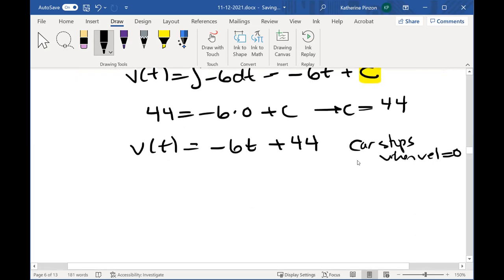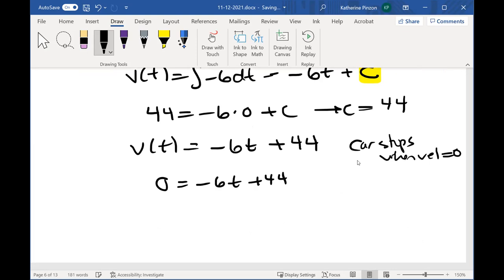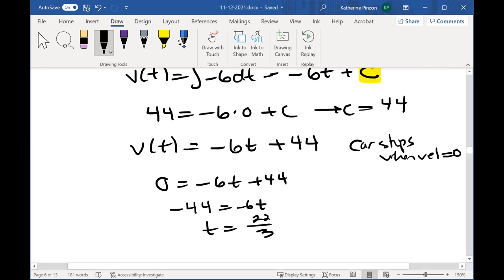The car stops when the velocity equals 0. So 0 equals negative 6t plus 44. Subtract 44, divide by negative 6. That's 22 over 3. Let's just leave it at 22 over 3. Somethings like seconds. Seconds.